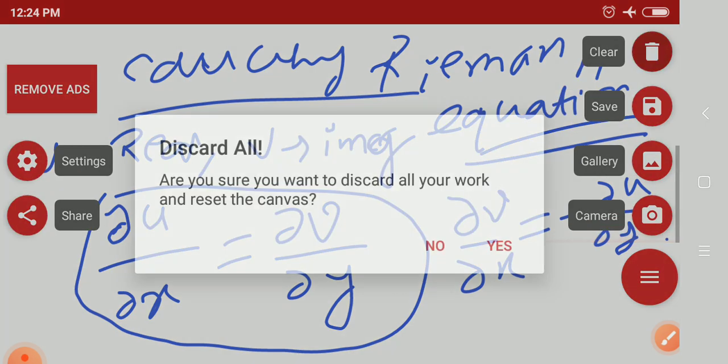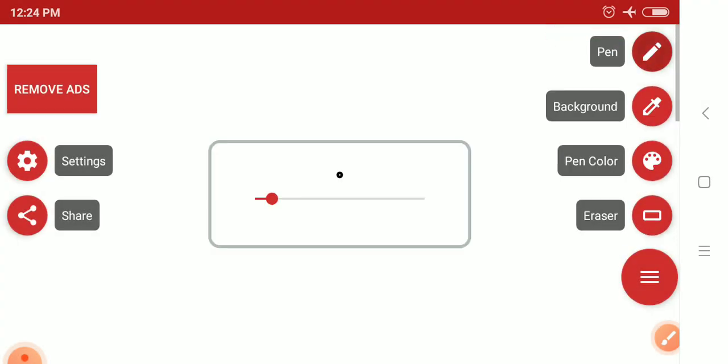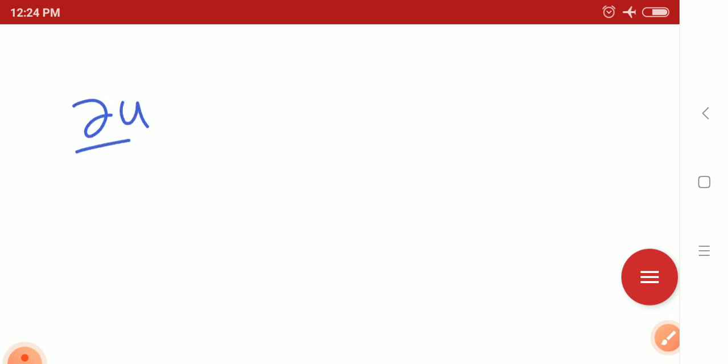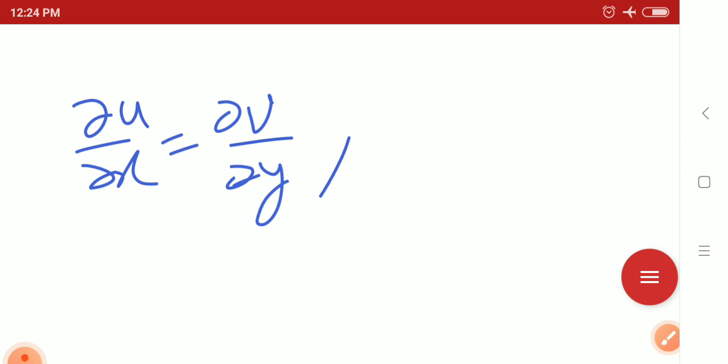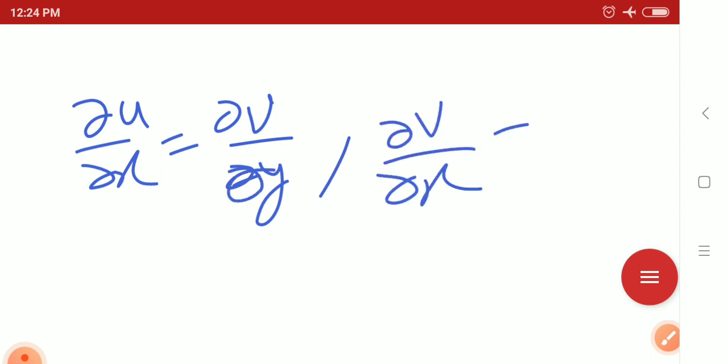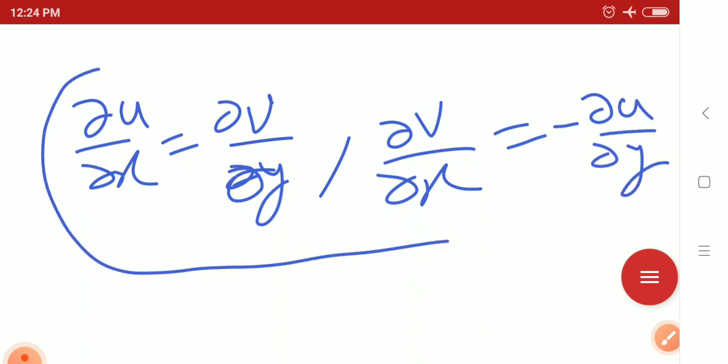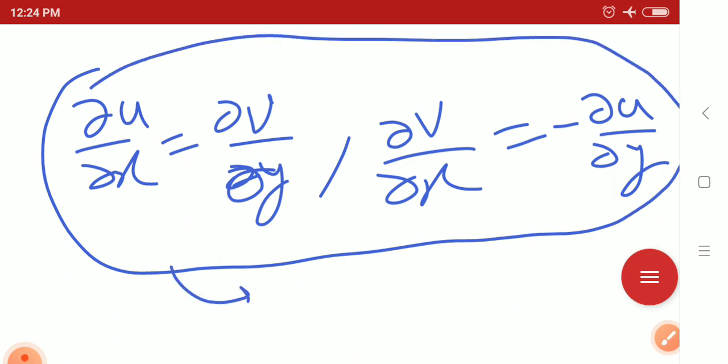So the necessary conditions of the Cauchy-Riemann equations are that del u by del x equals del v by del y, and secondly, del v by del x equals minus del u by del y. Okay, so these are the Cauchy-Riemann equations in a region R.